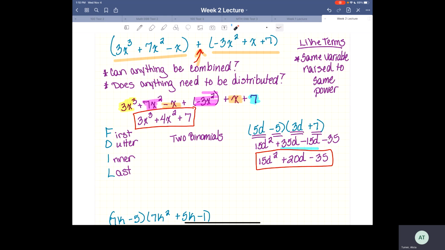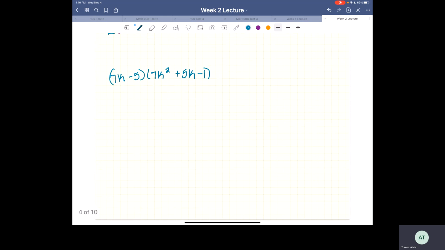Okay, now I'm going to start reworking the problems from yesterday just to make sure that we've got it all. This problem that we're doing right now is not a FOIL situation, because it is a binomial, which means you've got two terms, and that is being multiplied times a trinomial. So we have a binomial times a trinomial. What we have to do here is distribute twice.